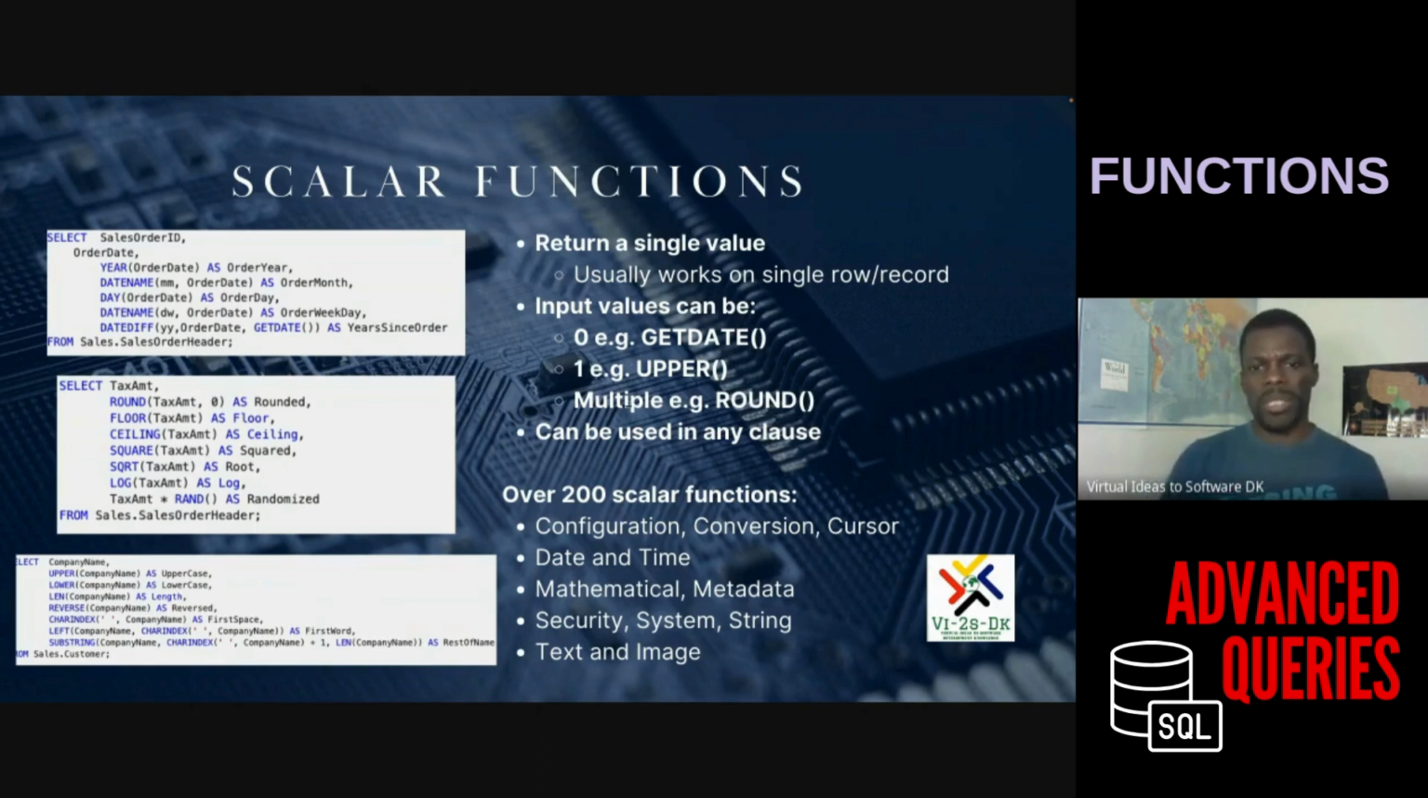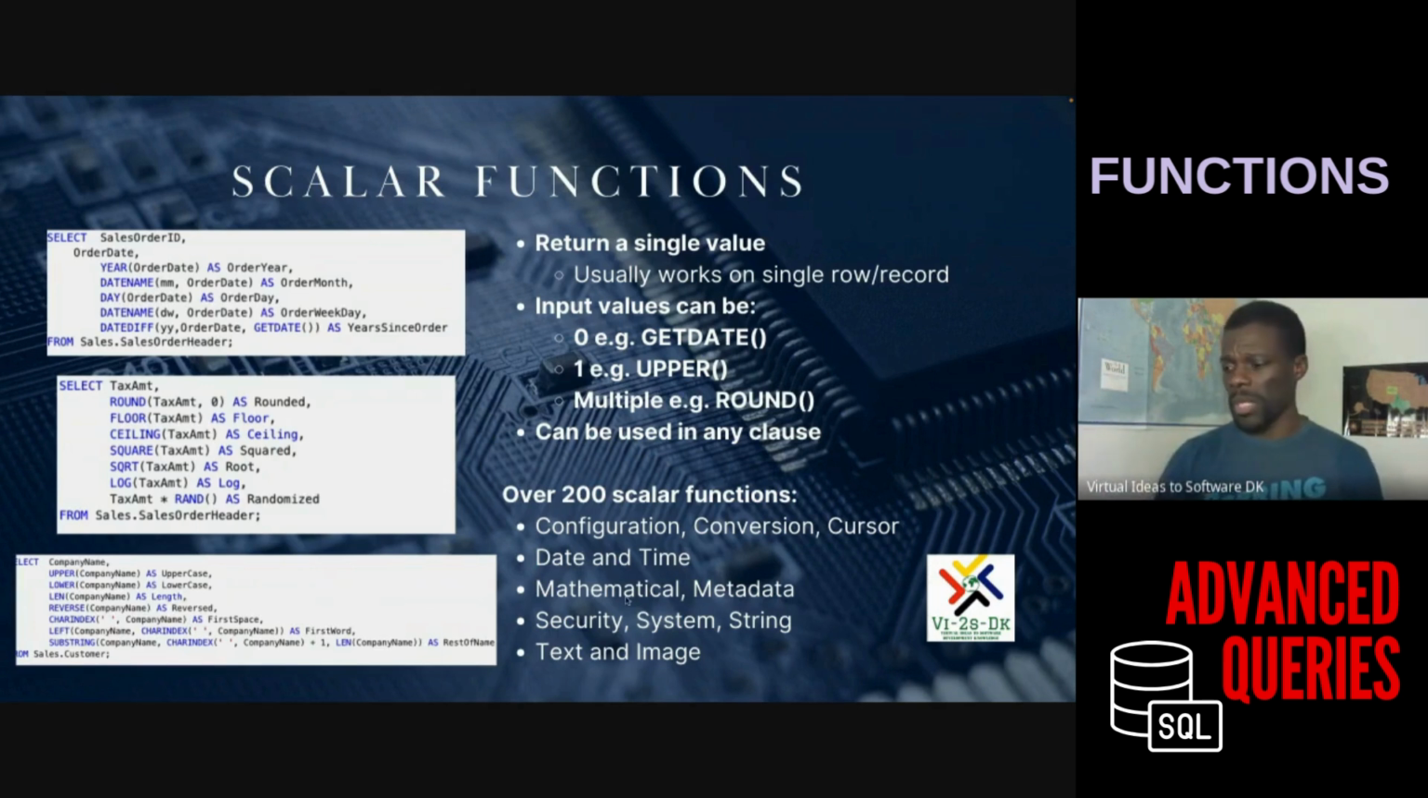Also, in some cases, it might take in multiple values. For instance, the round function is going to take in a particular value, be it a decimal, and round it to a number of decimal places. But you want to remember that anywhere that you can use a single value, you can also use these scalar functions. You can see a bunch of examples here to the left, and we'll talk about this in detail later. Scalar functions are just a subset of our built-in functions. We have over 200 of them. They are usually divided into many different categories, as you can see here.